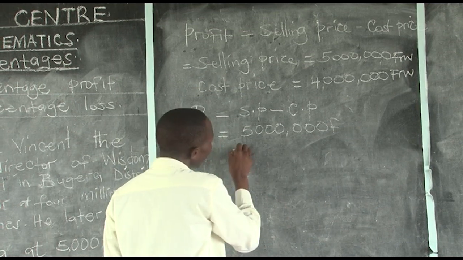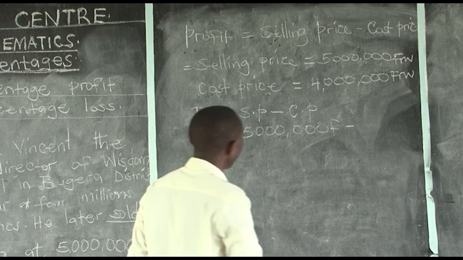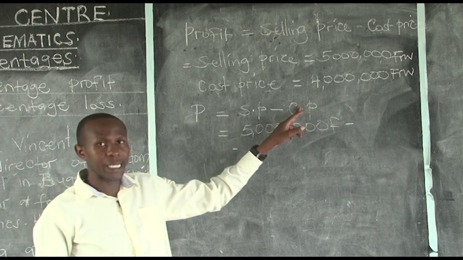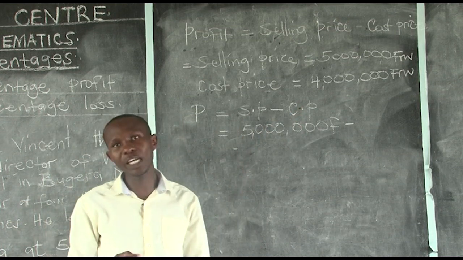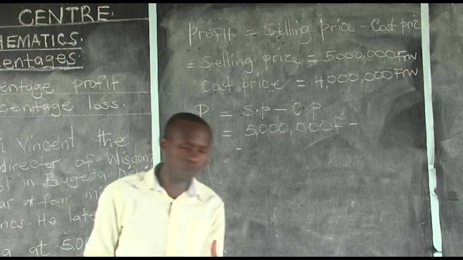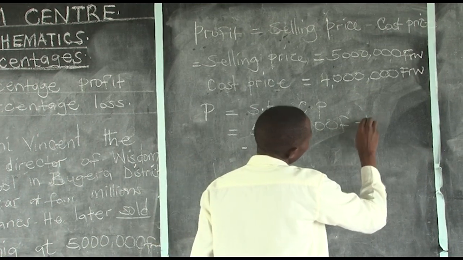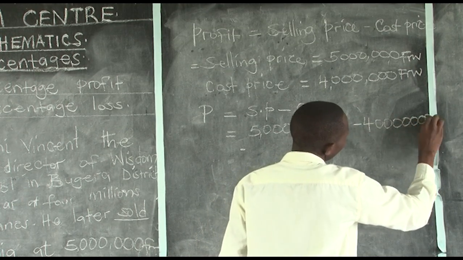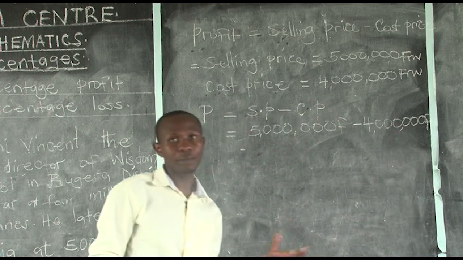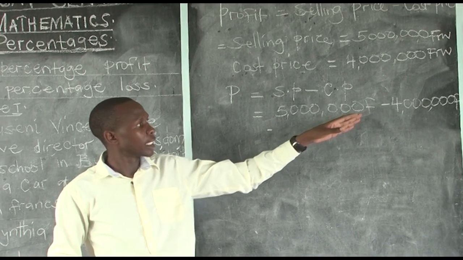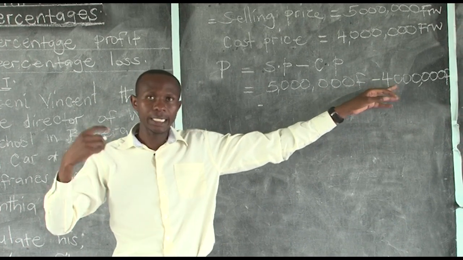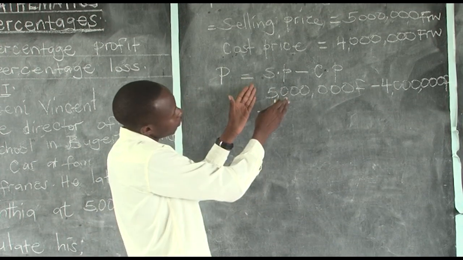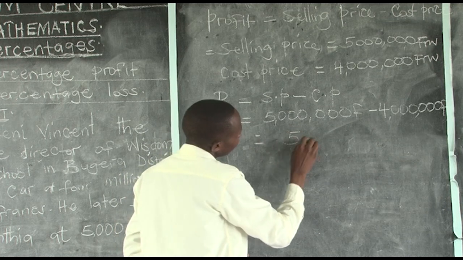Then we take away 5 million, take away the cost price. How much was the cost price? We need to know that. How much was the cost price? The cost price was 4 million francs. According to the statement, that is the amount he bought his car at earlier. Then later he sold it. So from there, we shall proceed and say, when you get 5 million, I'll arrange it well here.